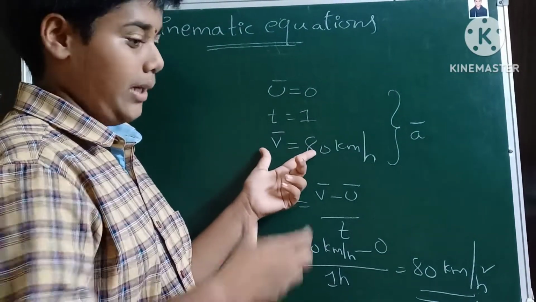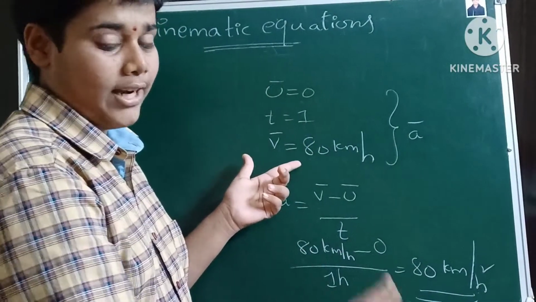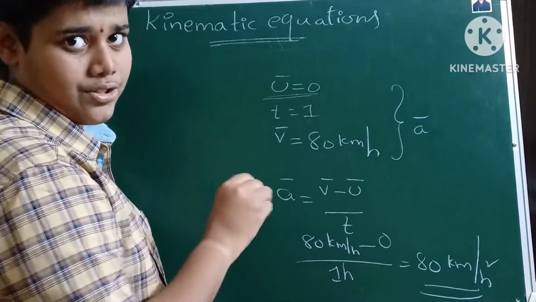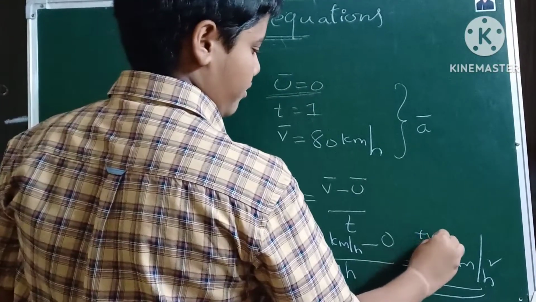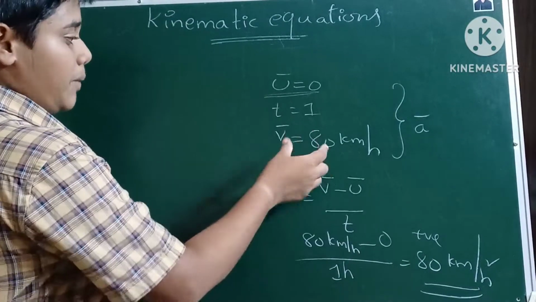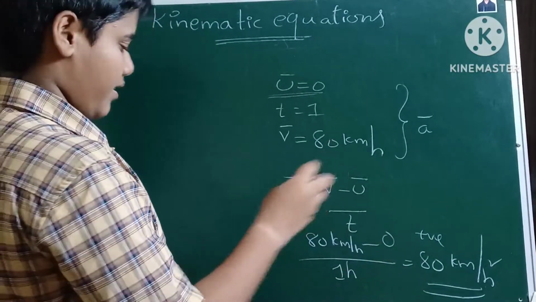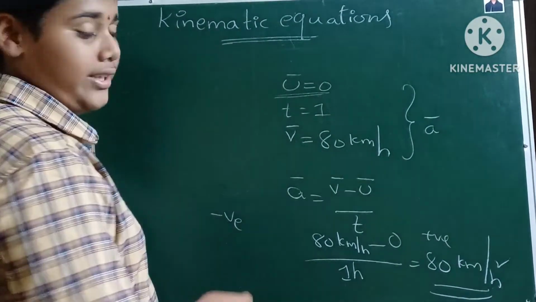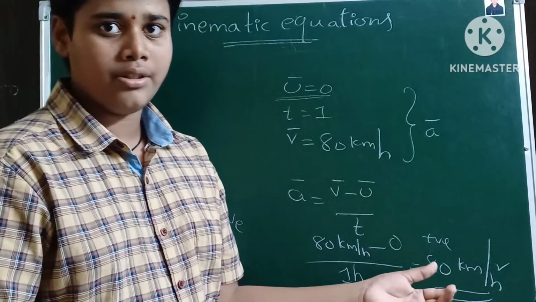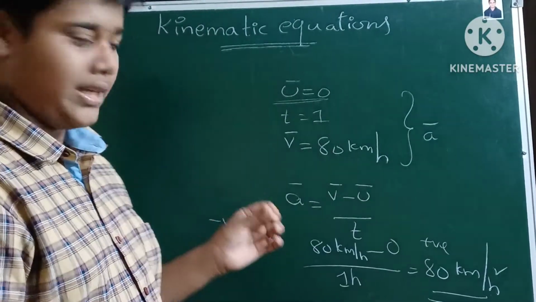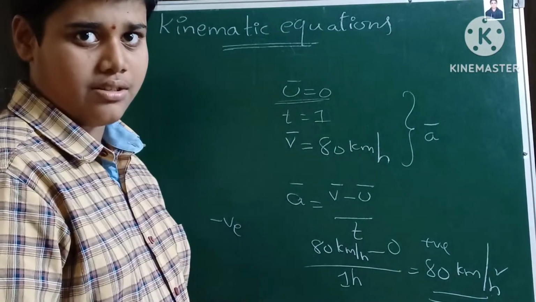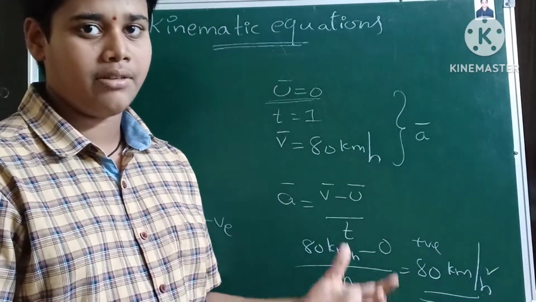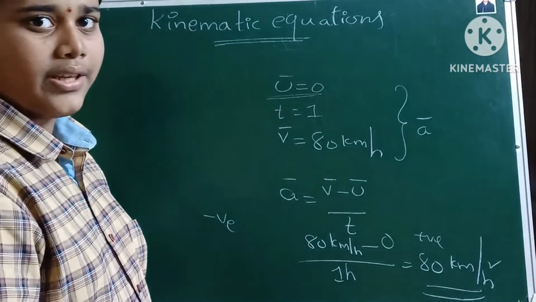When the body comes to rest, what is the acceleration? Negative acceleration. Here the body starts from rest, so it is positive acceleration. When the body comes to rest, acceleration is negative. This is a very important point. When they say a body comes to rest, we do not do any sum. We directly take it as negative acceleration, because coming to rest means final velocity is 0 and initial velocity is some constant.